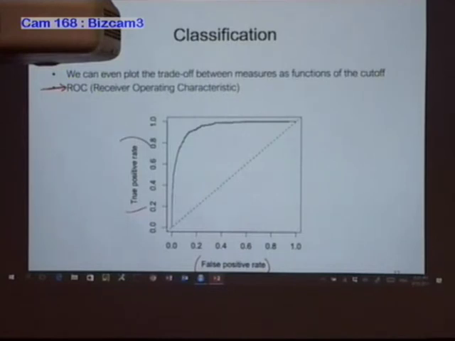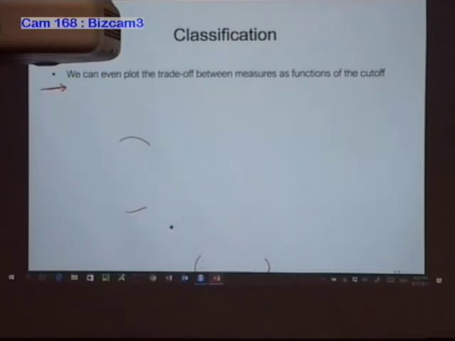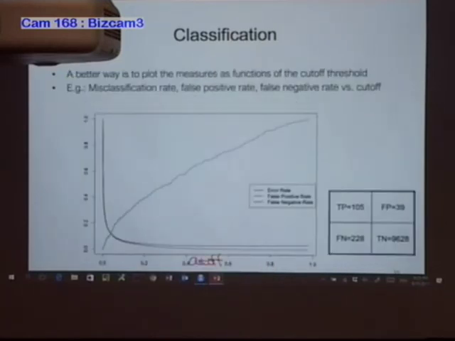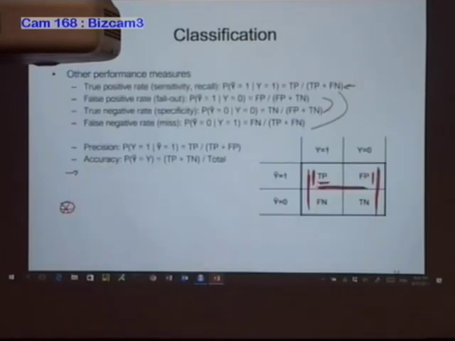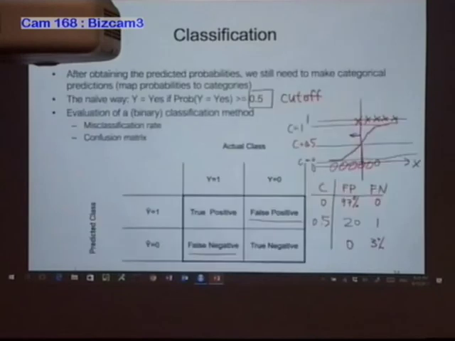The trade-off of, I start from here. This might correspond to a cutoff of, let's forget it. Where am I? If my cutoff is 0, my false negative is 0. I have a false positive. So this should be cutoff 1, where I have 0 false positives.